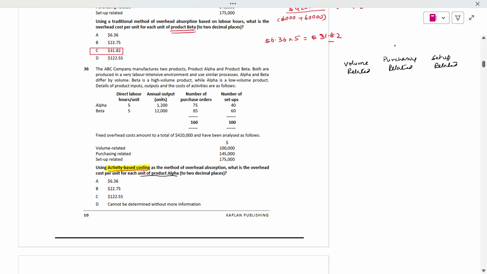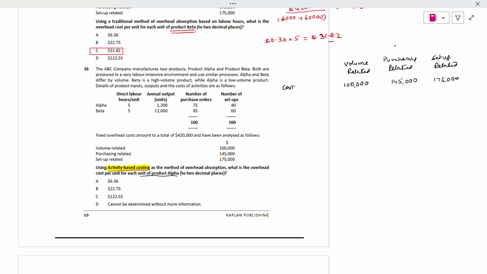How much is the volume related? Simple, not difficult at all. Volume related is how much? How much is the cost? Cost is 100. 145. 175. Are you clear about this? No.